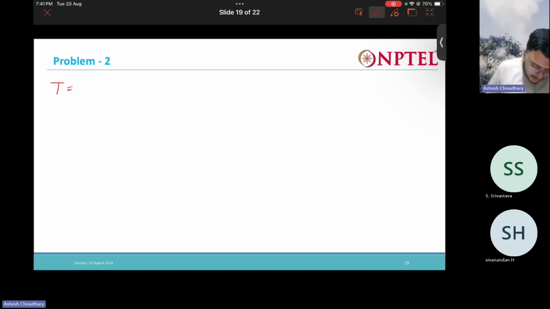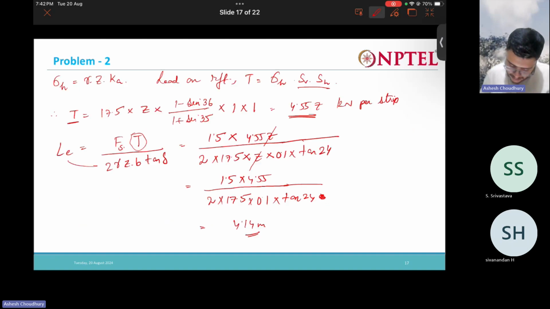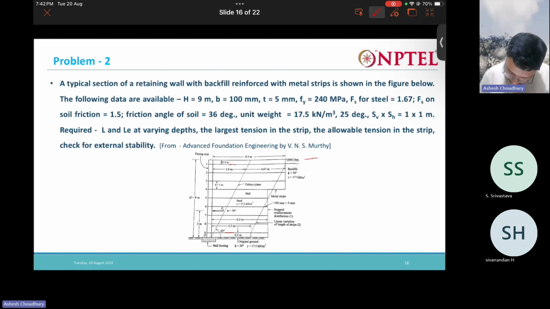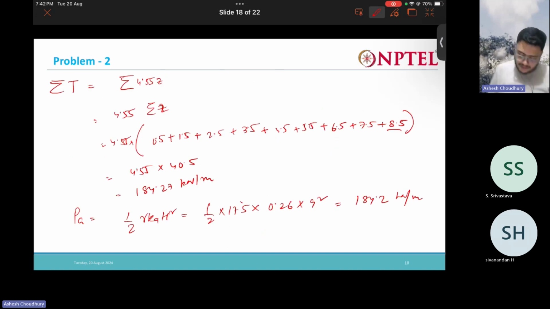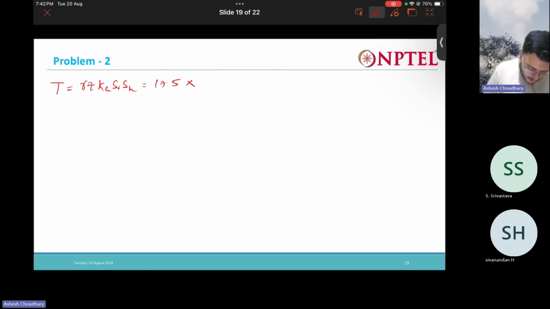So for that we have sigma z Ka Sv Sh, right? Sigma is 17.5. What is z for the bottommost reinforcement? 8.5, right? From here to here it is 8.5 meter. So 17.5 times 8.5 for z. Ka, Sv and Sh you already know. So this will come out as 38.68 per meter.